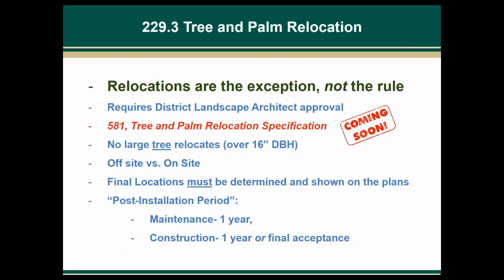When relocating with a construction project, the final tree and palm location must be within the project limits. With a maintenance-let contract, there is more flexibility where the final tree and palm locations can be. However, on all projects, the final locations must be determined and shown on the plans. The post-installation period for maintenance projects is 1 year from the date of installation of material in its final location. The post-installation period for construction projects is 1 year or final acceptance, whichever comes first.